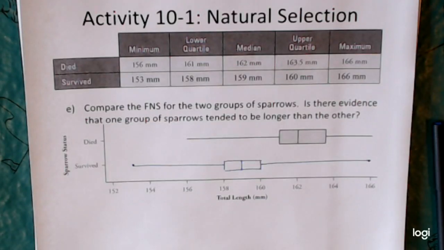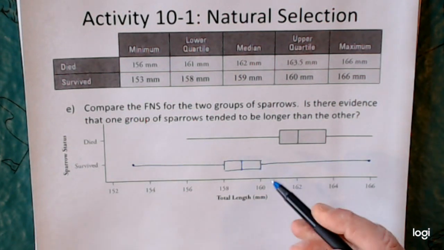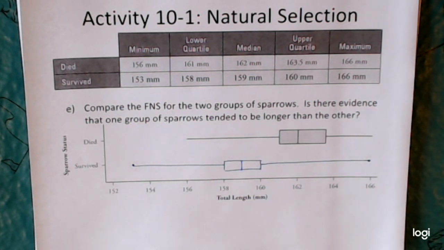Okay, so we have one more part of activity 10-1. We've worked with the 5-number summary, and we've used it to build ourselves a really nice box plot. And now we want to use the box plot and the 5-number summary to talk more specifically about outliers, and then to look at something called a modified box plot.